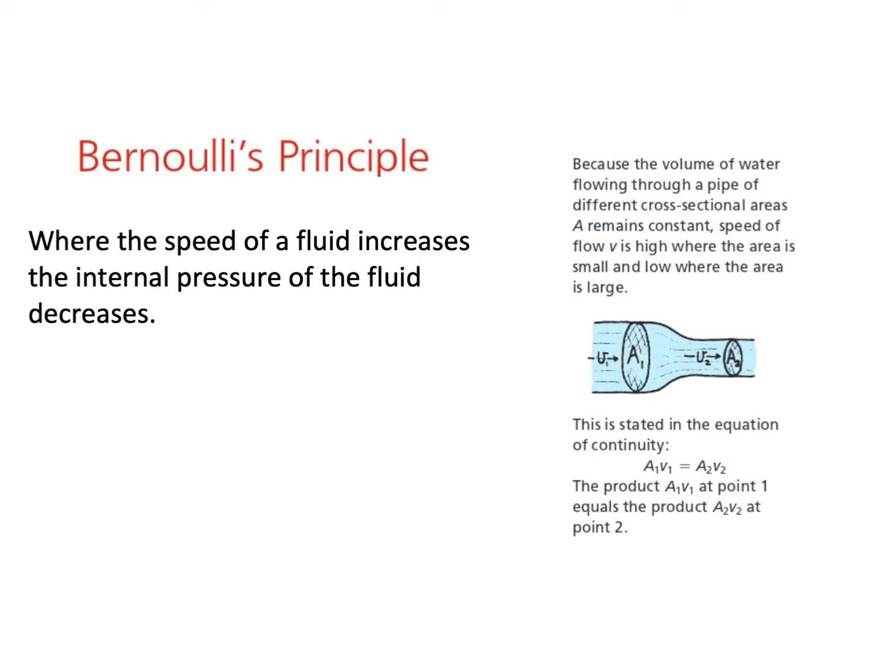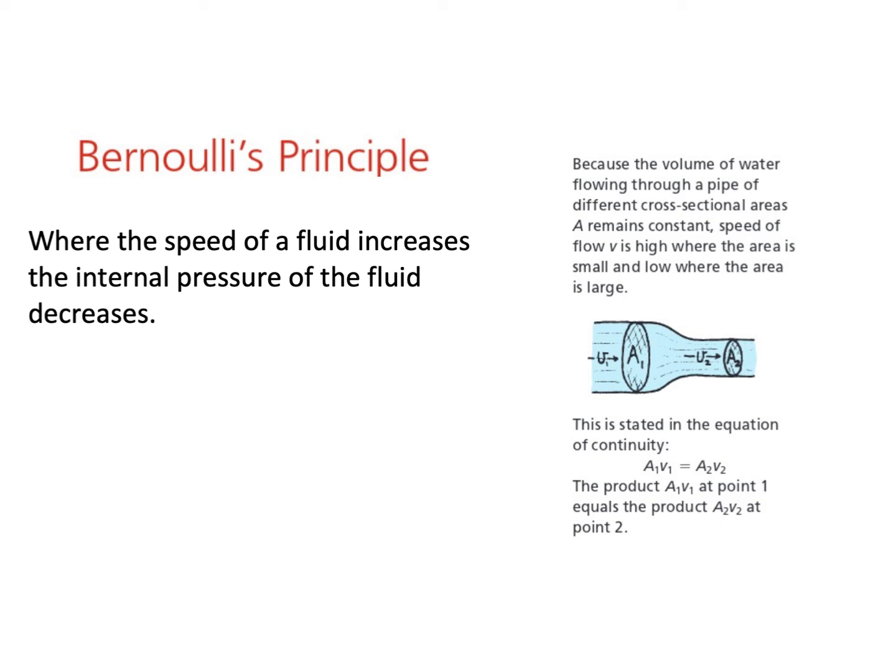Over on the right, we have an example of how this can happen. So here we have a pipe, and the pipe necks down to a narrower pipe. And so what happens is that when the fluid flows into the narrower segment, the speed actually increases.